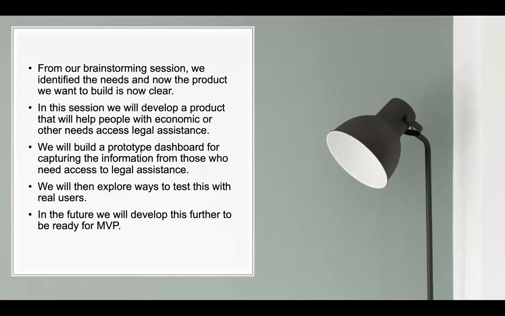All right, no questions. From our brainstorming session, we identified the needs, and now the product we want to build is clear. Yes, so we know what we want to build. We want to build a product that makes it easy for people to access justice. So how do we approach this? In this session, we will develop a product that will help people with economic or other needs access legal assistance.